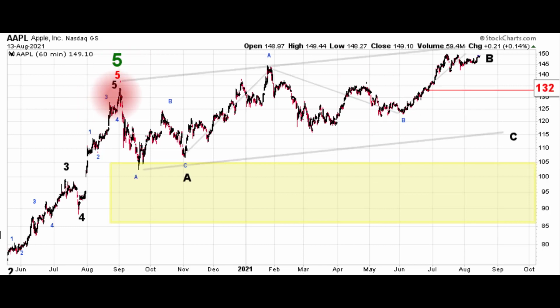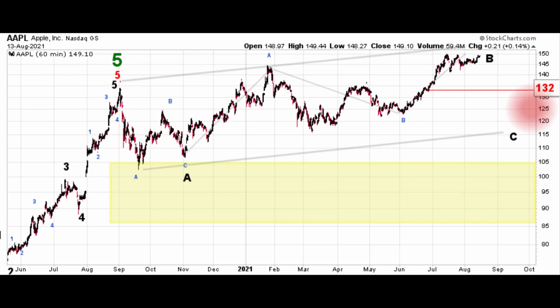One possibility is that it's in a large running correction that's not yet over. We'd have an A wave down to the downside here that ended in November, this big drifty, not terribly impressive up move that fits as a B wave, and then a C wave down to complete this larger counter trend pullback. If at any point Apple moves below 132, this is going to look like the right fit.